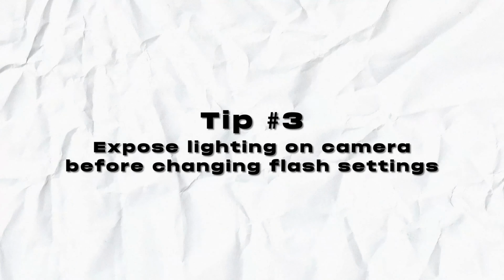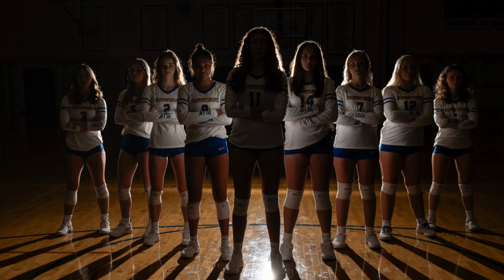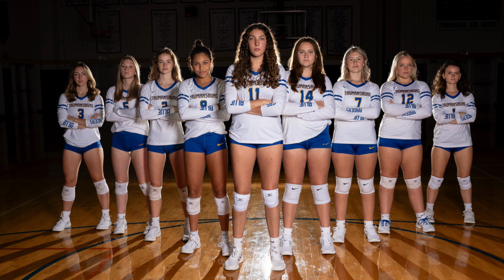Tip number 3, expose your lighting on your camera before you start changing the settings of your flashes. For example, if I'm shooting on a basketball court and I want that dark backdrop, I'll make it super dark on my camera first, and then I'll add in the light. I used to think they turned off all the lights in the gym, but you can actually just do it on your camera. Crazy.